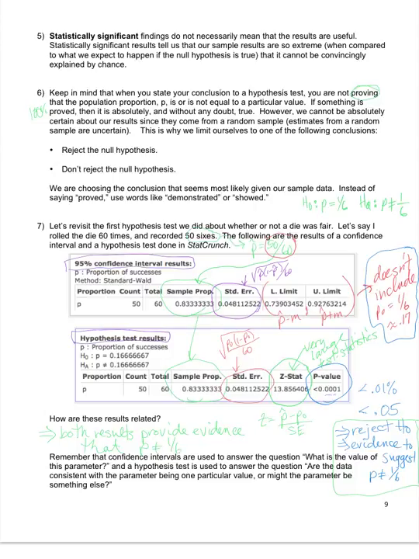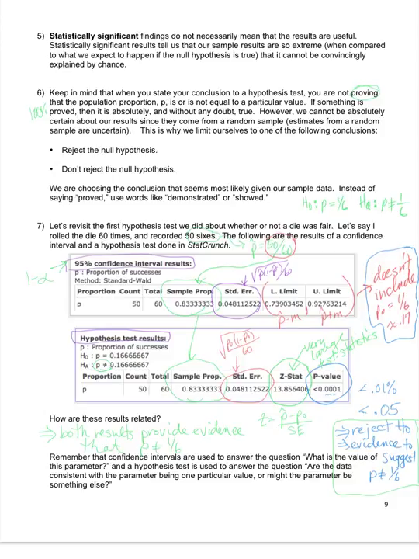Okay. All right, so remember that confidence intervals are used to answer the question, what is the value of this parameter? And a hypothesis test is used to answer the question, are the data consistent with the parameter being one particular value, or might the parameter be something else? Okay, keep in mind that confidence intervals and hypothesis tests, if it's two-sided, so remember this was a two-sided test, so hypothesis tests with two-sided alternatives are closely related. In fact, your confidence level, if you look here, is 95%. That's equal to 1 minus alpha. I mean, that's your significance level.